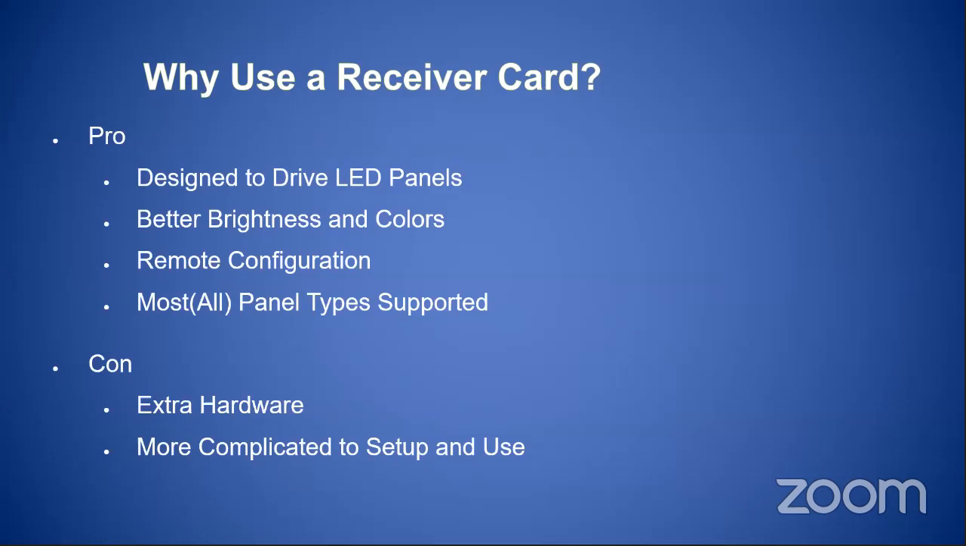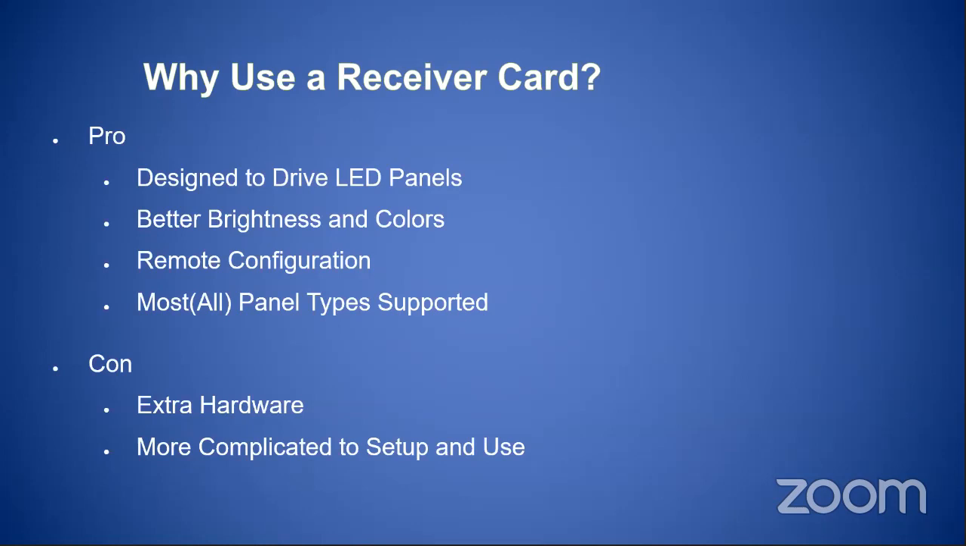So why do we use a receiver card such as the Colorlight? It's designed to do this. It's got an FPGA on board. You get better brightness and colors out of it. Anytime you run a Colorlight card versus an Octo Scroller, the power consumption essentially doubles because you're getting a much better refresh rate. And so the panels are on longer.